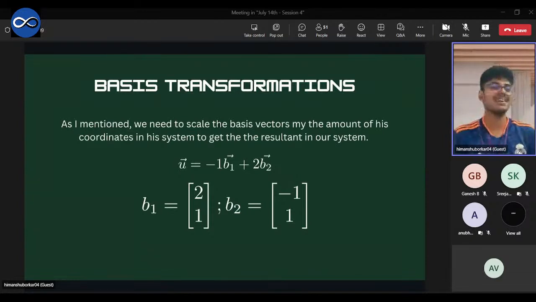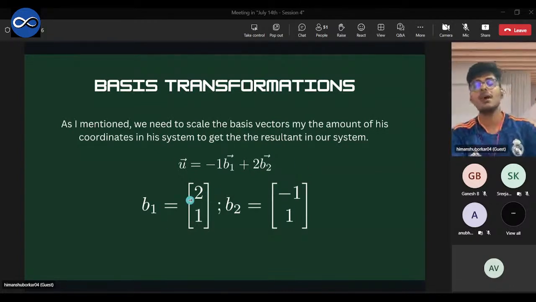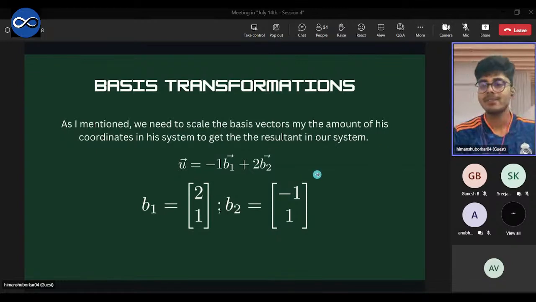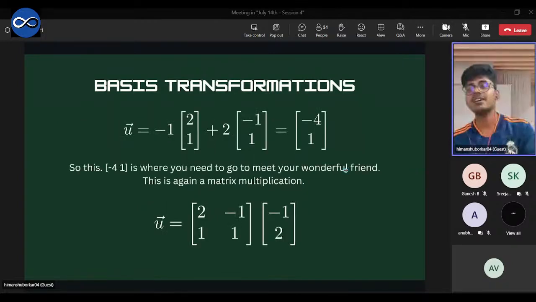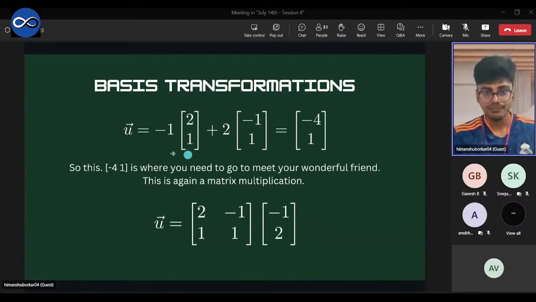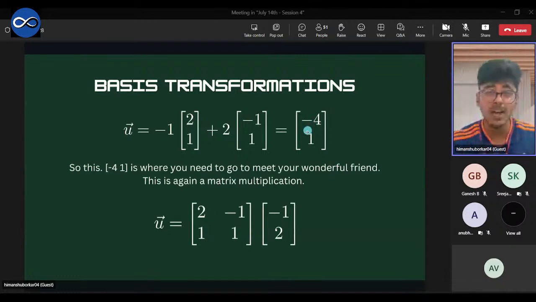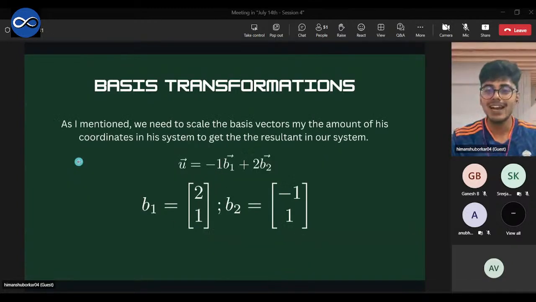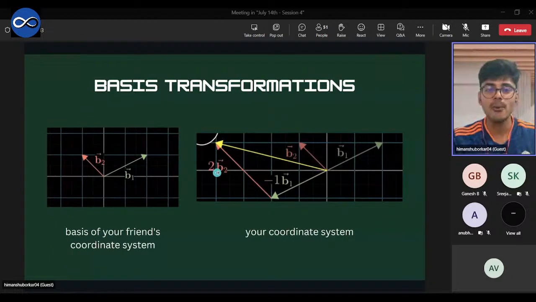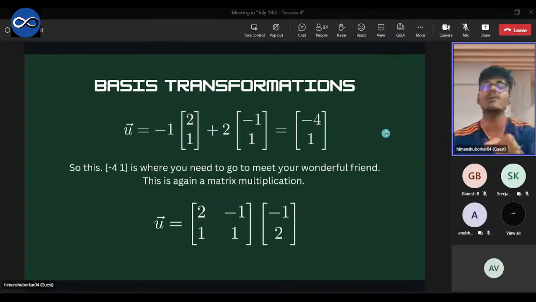Don't try to bring that up. It's just a hypothetical situation. So he gives us this information, or we somehow get to know it by our big brains. And we apply this simple algebra and get the resultant vector to be -4 and 1. You can see I scale it by -4, and this is 1. So that is where he's standing with respect to our coordinate system. If you go there, you'll be able to meet your friend.